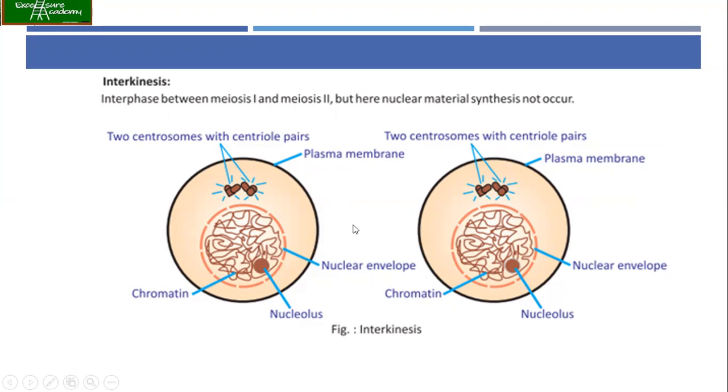So you can see the plasma membrane is there. Now the centrosome, which was there, gets divided into two central pairs. The chromatin is there, the nucleus is there, the nuclear envelope is there. So you will see that these two are the same. Now again I repeat, interkinesis is the phase between meiosis 1 and 2.